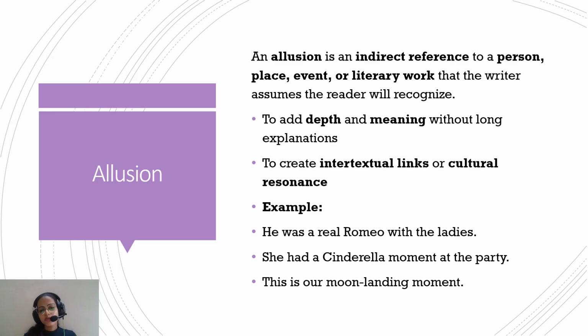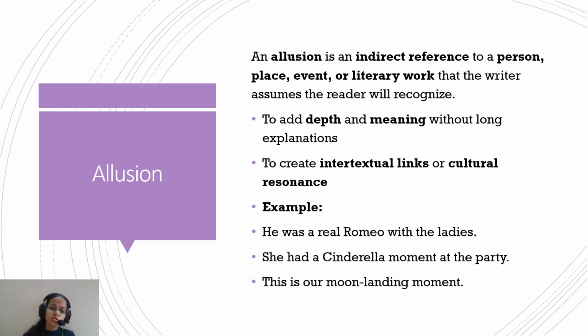So for example, he was a real Romeo with the ladies. Now everybody knows who Romeo is, or Romeo and Juliet, everybody knows about it. So the word Romeo has been used as a comparison, that this person is full of love or is a playboy kind of person. He was a real Romeo. So Romeo is being used here for comparison, a famous character.